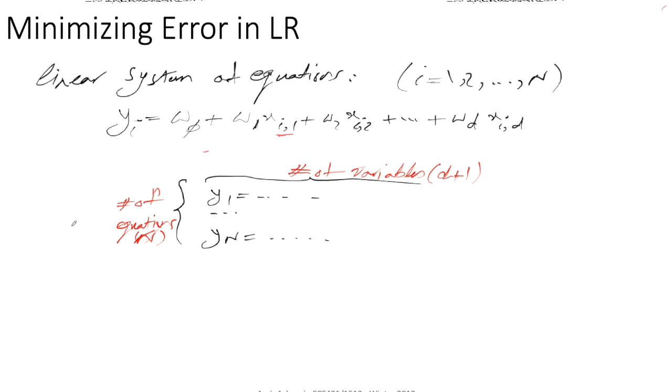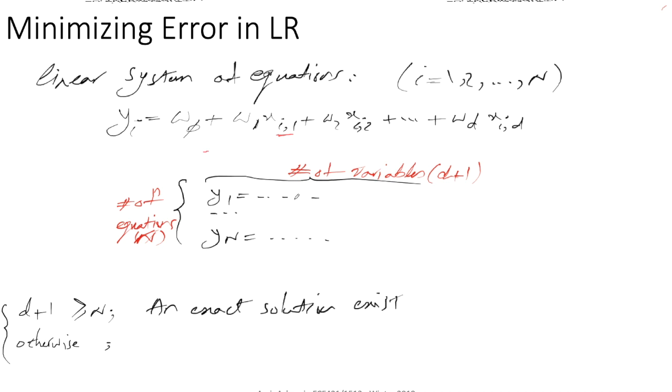Okay, now, given these two hyperparameters, if you will, we can define two different situations. What if our d was bigger than n, or vice versa? What would be the case? So if d plus 1 is greater than or equal to n, that means we have more variables, at least, than the number of n's. So definitely an exact solution exists.